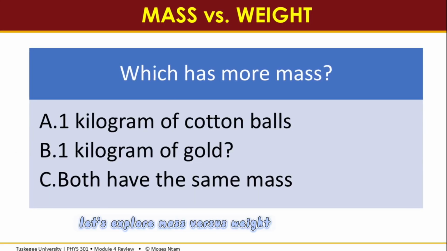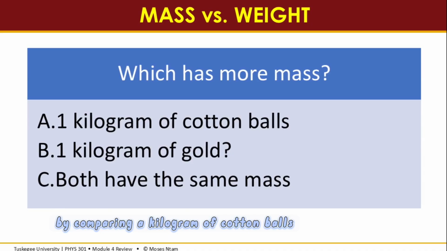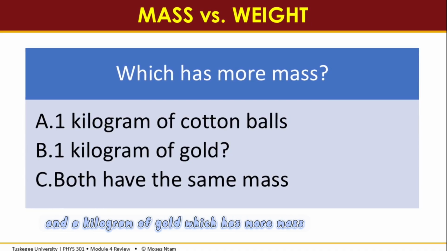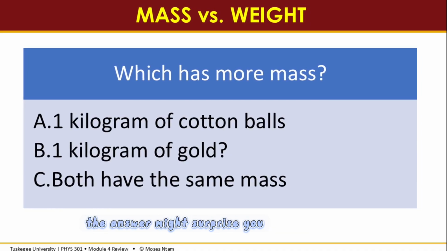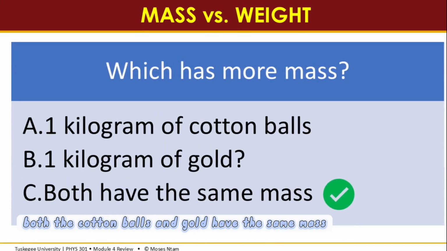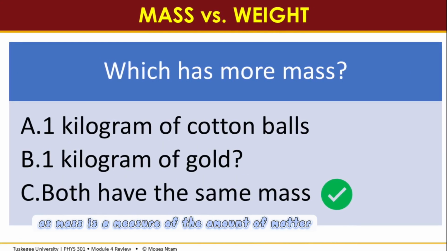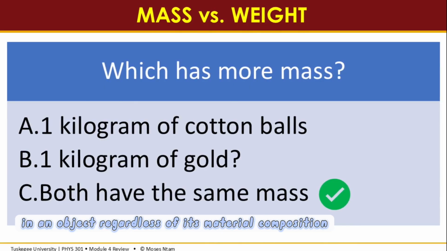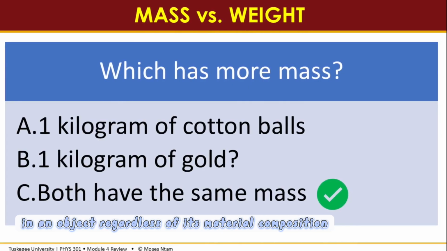Let's explore mass versus weight by comparing a kilogram of cotton balls and a kilogram of gold. Which has more mass? The answer might surprise you. Both the cotton balls and gold have the same mass, as mass is a measure of the amount of matter in an object, regardless of its material composition.